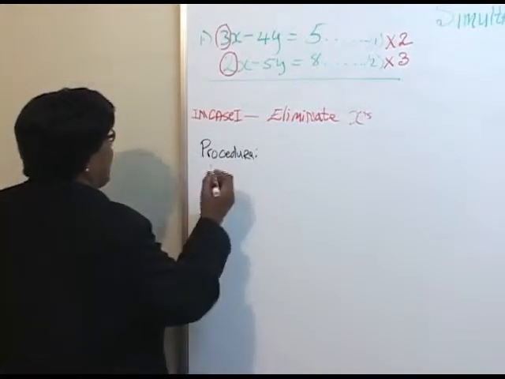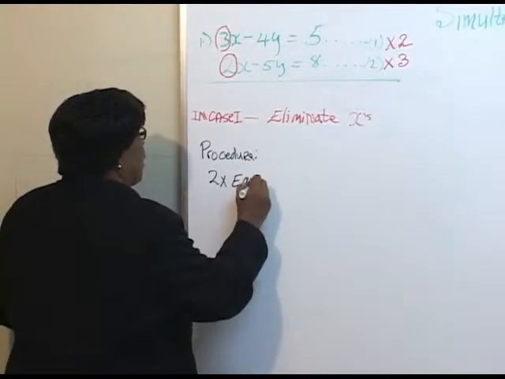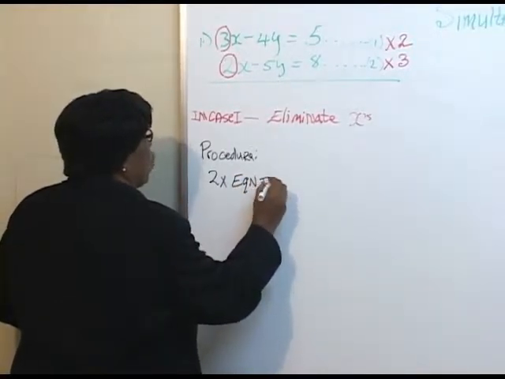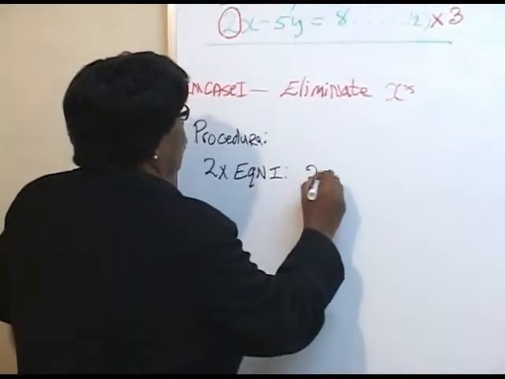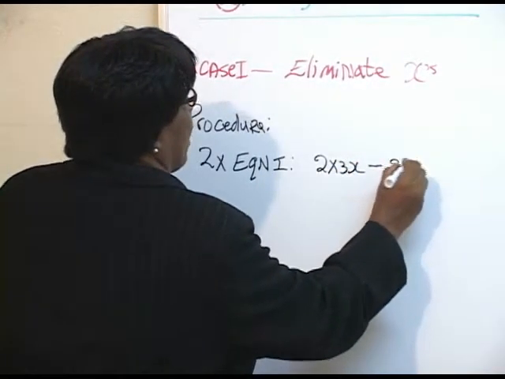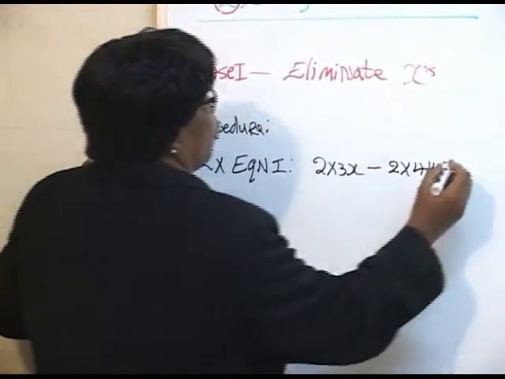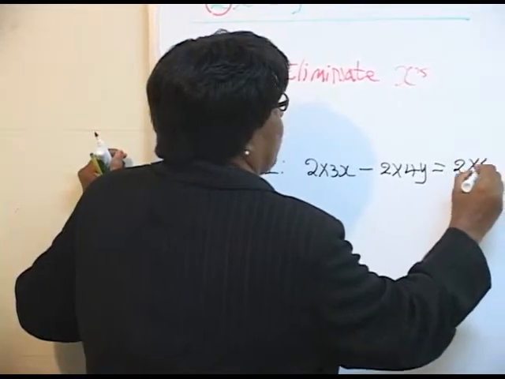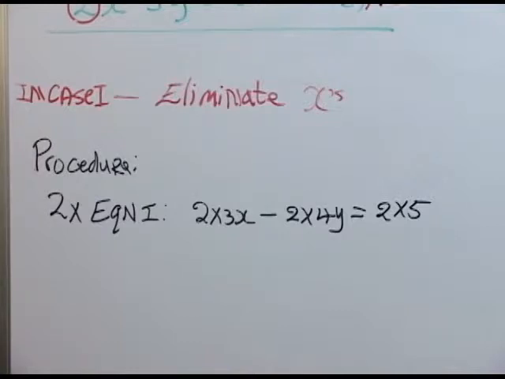And we will be saying 2 times, and we use EQN for equation. So 2 times equation 1, and this is what we're going to get. It would be 2 times 3x minus 2 times 4y is equal to 2 times 5. Okay, I want you to see this visually, but normally in class you would just be doing the multiplication and writing your answers at the same time. We're taking our time to do that.